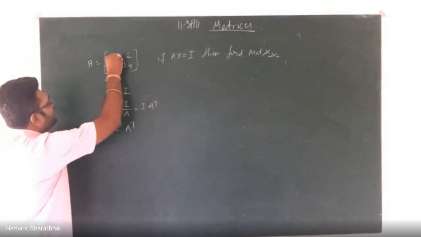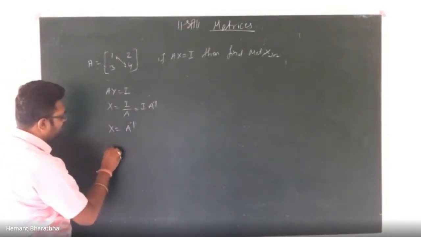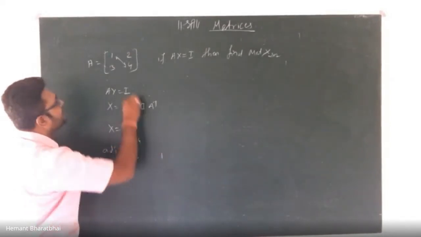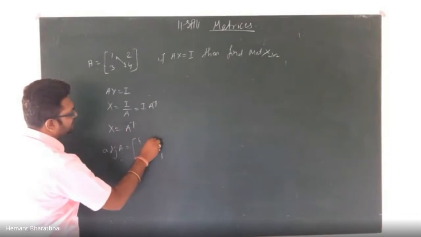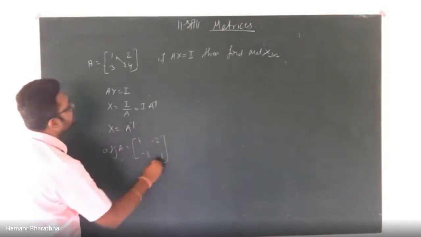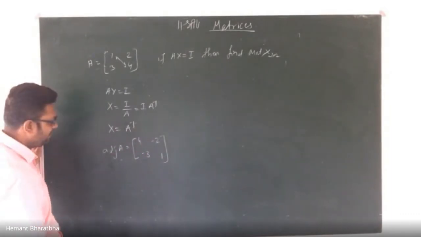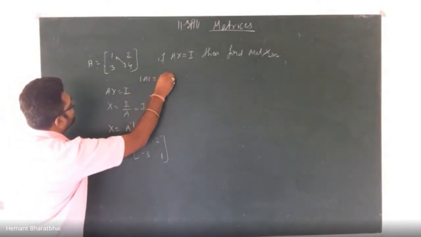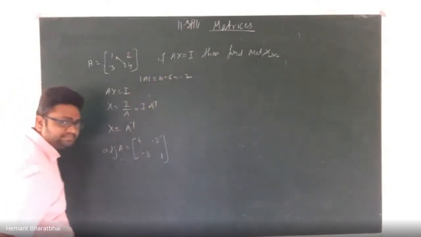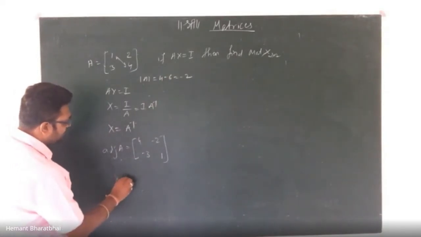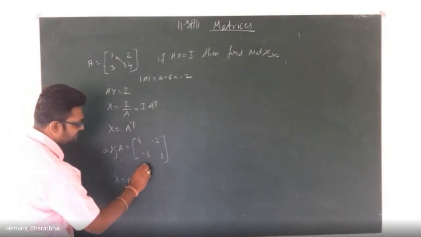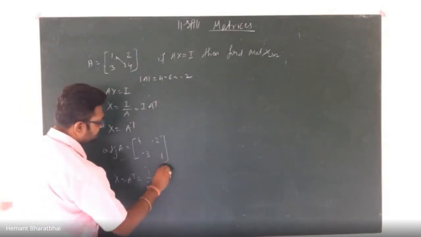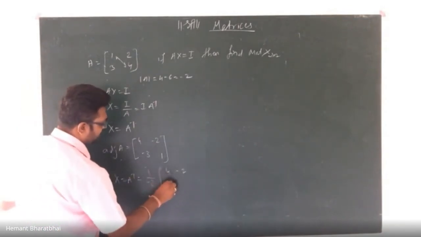You have to swap the positions. Then I'll get adjoint of A. You just have to swap the positions to 4, 1, and you have to change the sign. So that is -2 and -3. Okay, and determinant of A. The determinant of A will be 4 minus 6, that is -2. So my matrix X, which is nothing but A inverse, will be nothing but 1 upon -2, 4 -2 -3, 1.